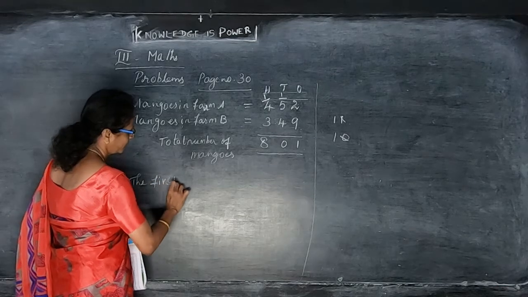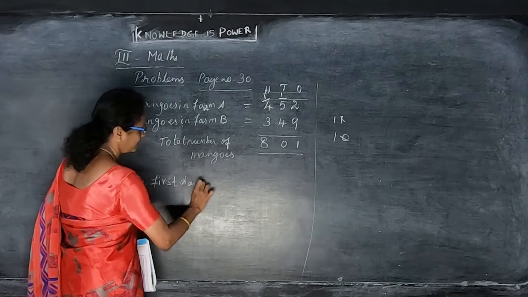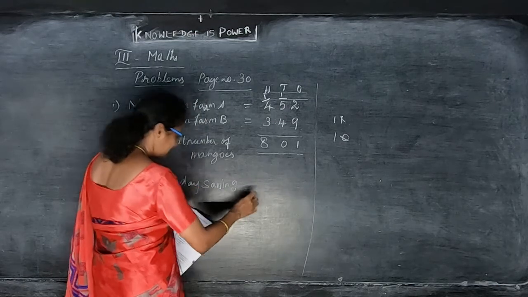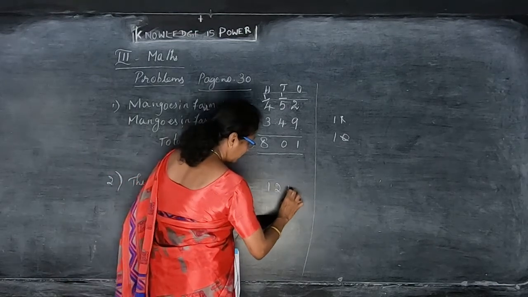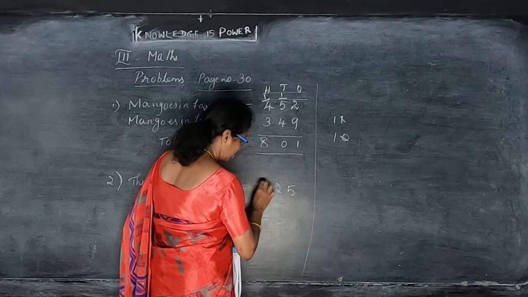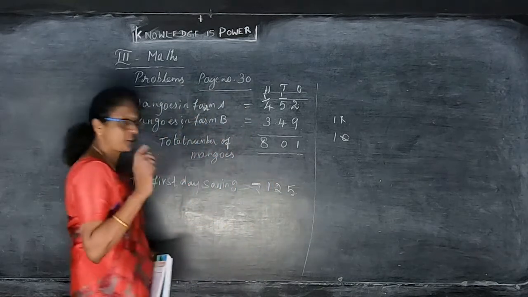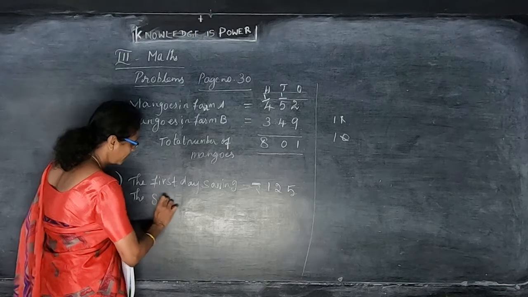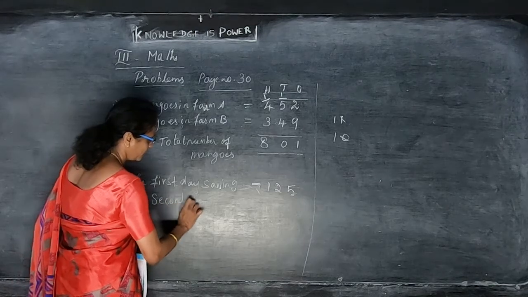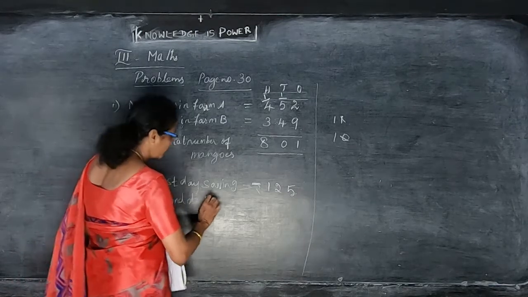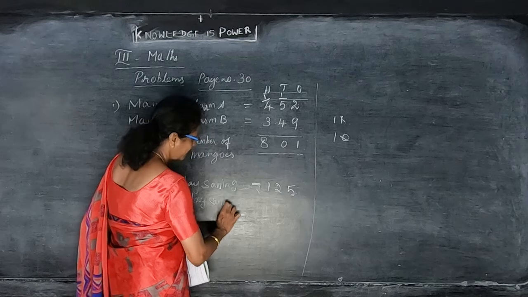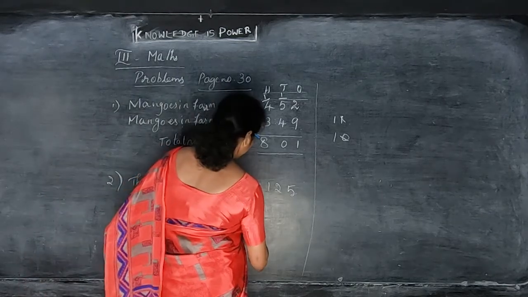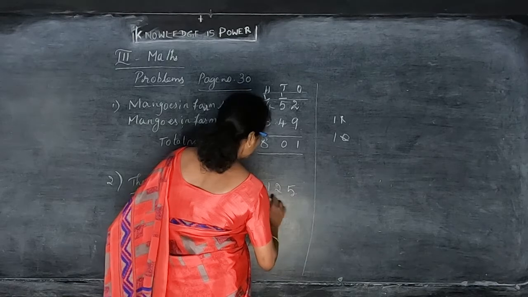The first day saving. That is equal to how much rupees he saves? 125 rupees. 125 amount means you have to put the symbol for the rupees. The second day savings. So second day how much is he saving the money? How much rupees the second day? 200 rupees. Second day savings. He is saving rupees 200.